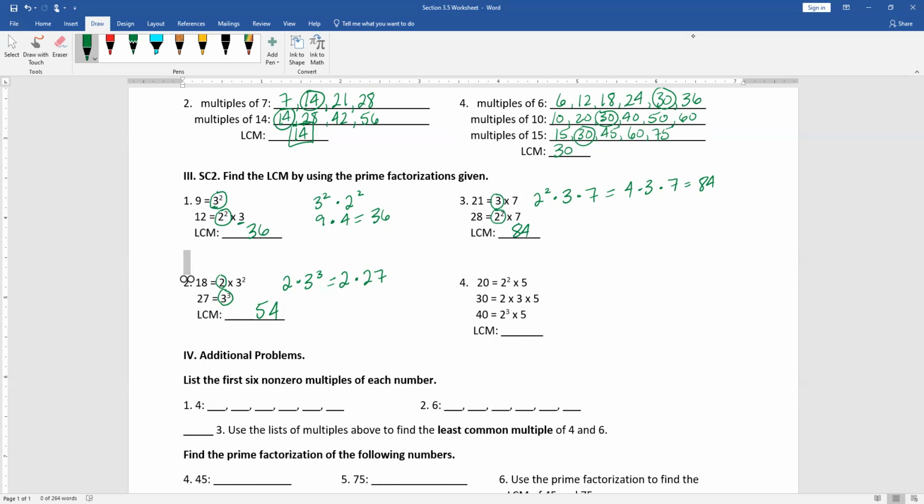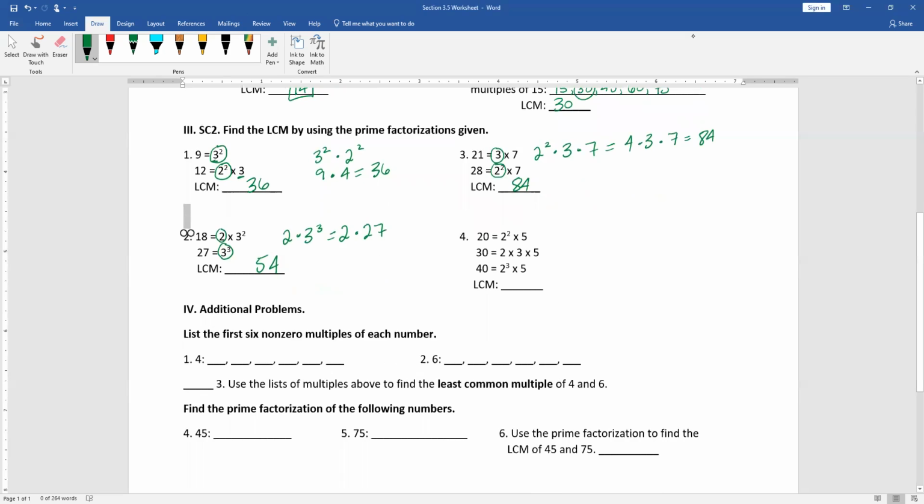All right, so number 4, we are once again comparing 3 different numbers. 20 has 2 cubed. There's a 2 in 20, 30, and 40, but you can see the 40 has the higher value. So we need to include our highest exponent, 2 cubed. There is a 3 in 30, and there's not one in any of the other ones, so we have to include that one. And then there's a 5 in all 3 of them, all with the same exponent of 1, so you only need one 5 there.